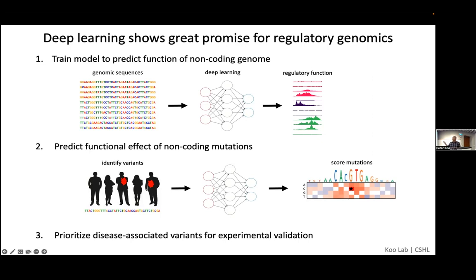So the basic approach taken by me and many others in this area is to train a deep learning model to take DNA sequences as input and have it predict a regulatory function, such as TF binding, chromatin accessibility, or even gene expression. Now, if we trust that our models are making accurate predictions based on a real underlying biology, then we can employ it to help us understand the functional consequences of mutations. The way we do this is we send in sequences with a mutation and see how the model's prediction of these regulatory functions changes. And this can help us prioritize disease-associated variants for follow-up experimental validation.